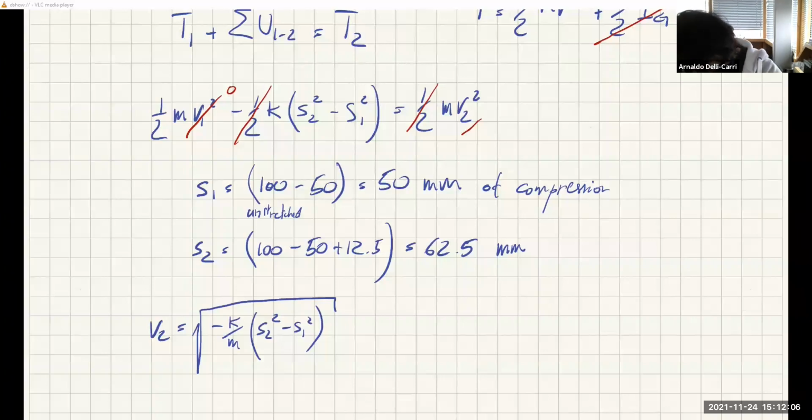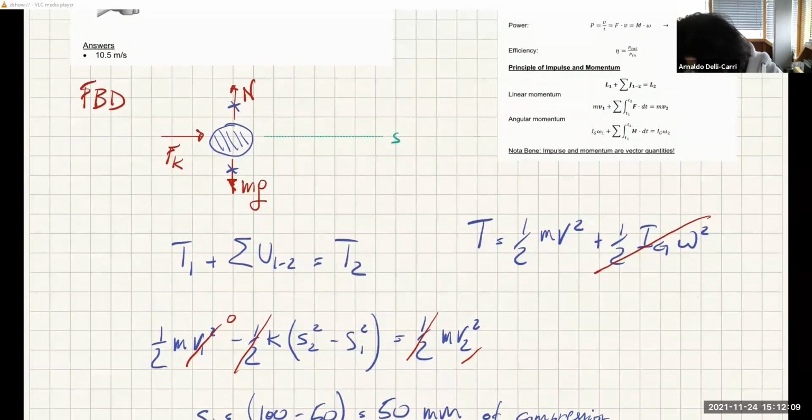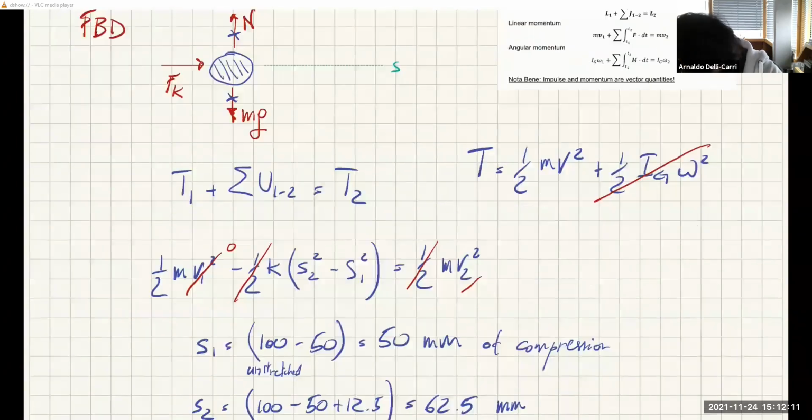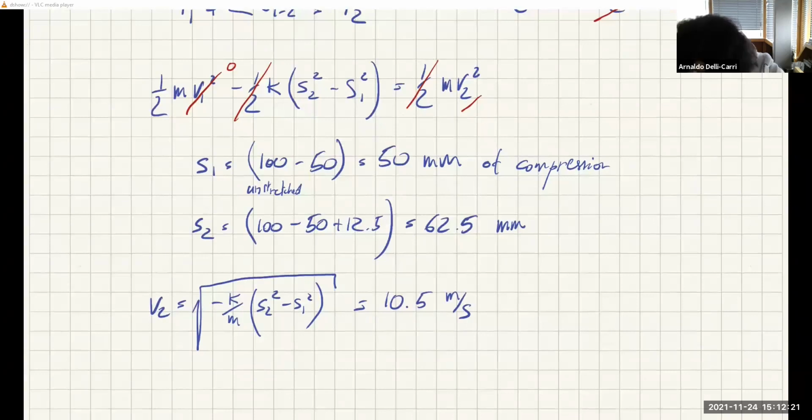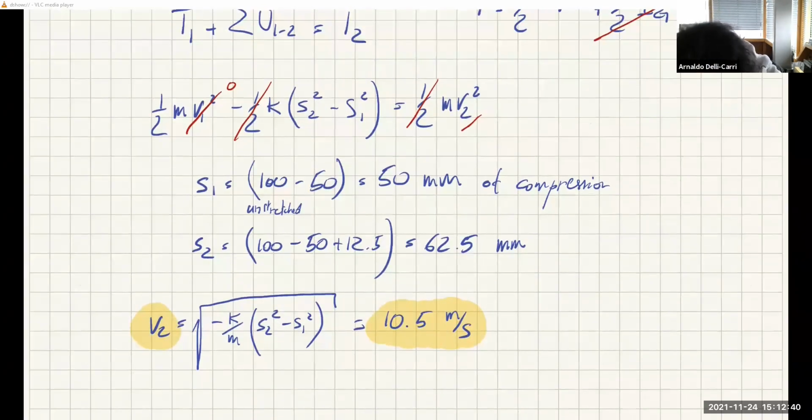Okay, so if you do this calculation, you should get 10.5 meters per second. Of course, it's plus or minus 10.5 meters per second, but we only take the correct one, the positive one. As you can see, this is very simple. Let me check if I've done everything correctly.